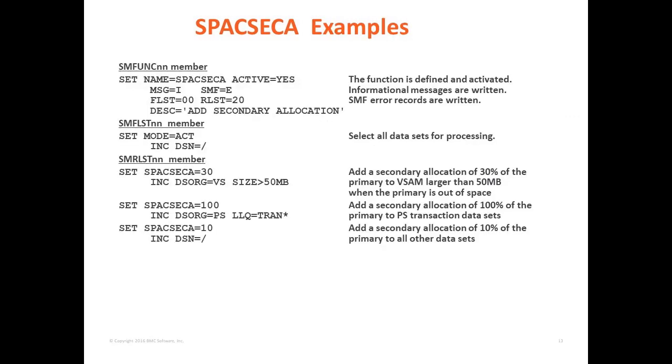The example for SPACSECA is to display all messages and only cut error messages to SMF. All datasets are available for consideration based on the include statement in the F list. The first set statement in the R list will add a secondary allocation of 30% of the primary to vsam datasets that are larger than 50 meg. The second set statement adds a secondary of 100% of the primary to all physical sequential datasets that have a low-level qualifier that begins with tran. And the last set statement adds a secondary allocation of 10% of the primary for all other datasets.